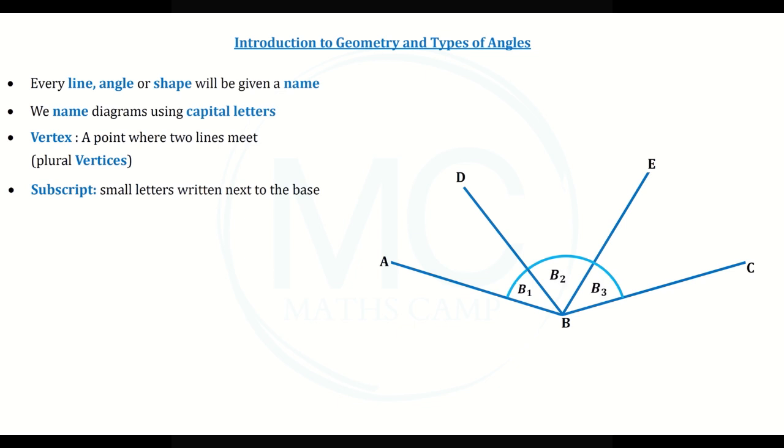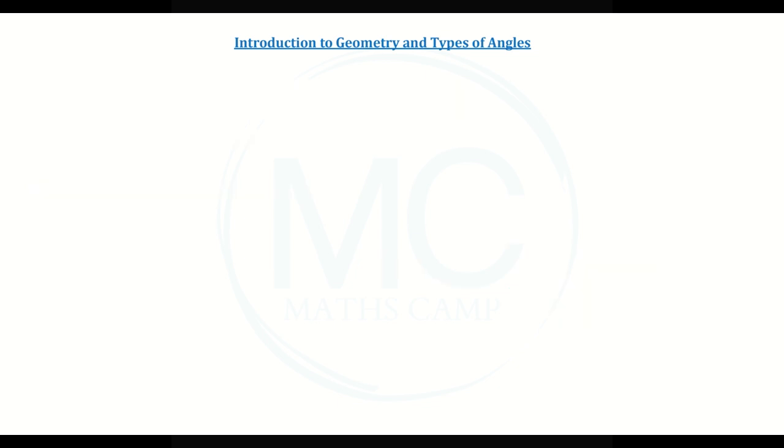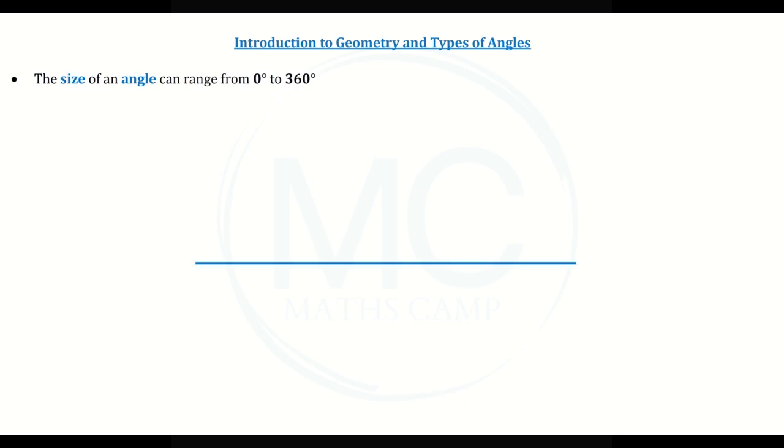You will see more examples of how we use subscripts in upcoming videos. In this video, I would like to focus on different types of angles. The size of an angle can range from 0 to 360 degrees. Let's draw a straight line and another line on top of it. There is no space between these two lines, so the angle is 0 degrees.